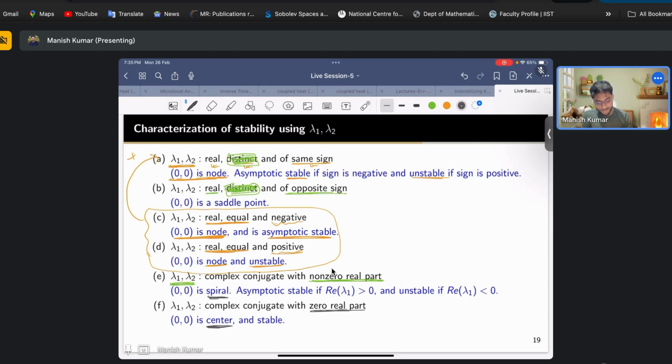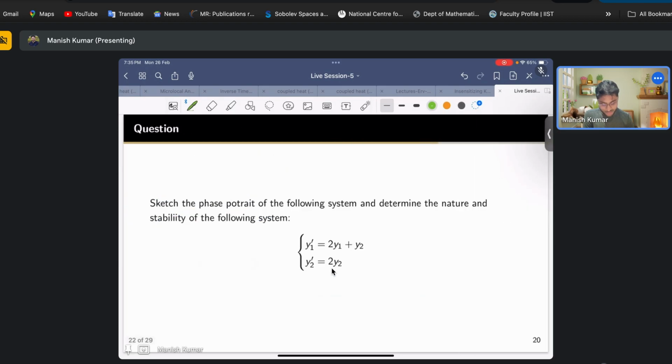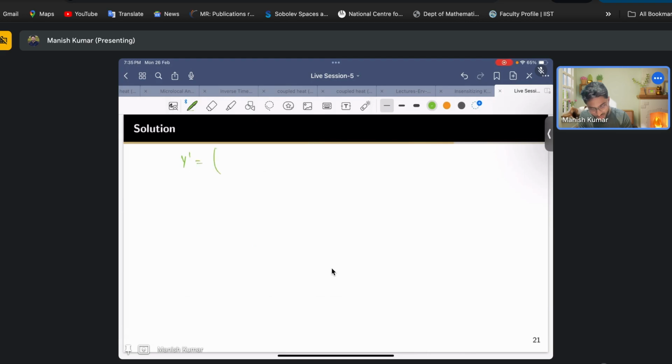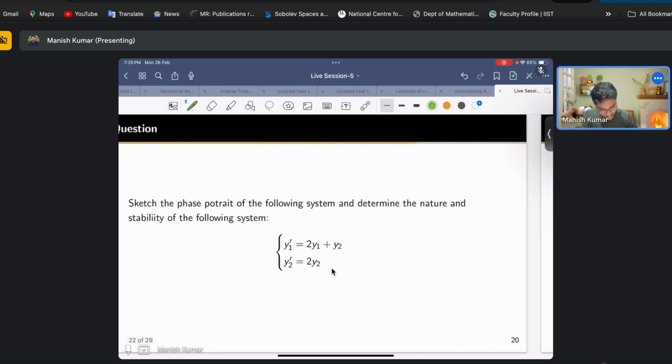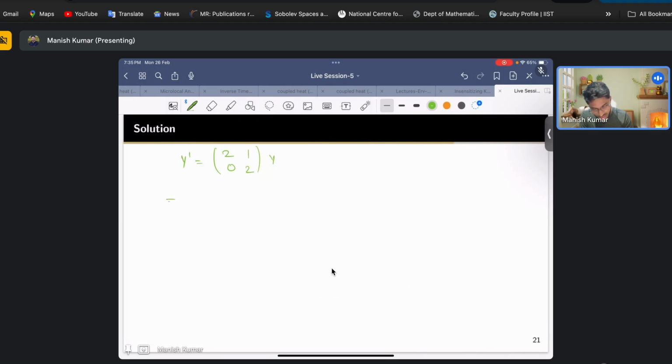Now let us look at some exercises. Let's start with this one. You have y1 prime is 2y1, so in matrix form you can write it as y prime equals this matrix [[2,1],[0,2]] times y, right? Correct. Now in this case you can clearly see the eigenvalues of this. If you want to calculate, it is just 2 comma 2.